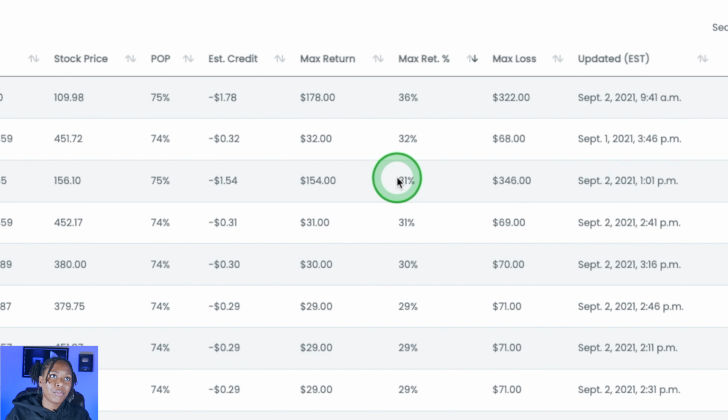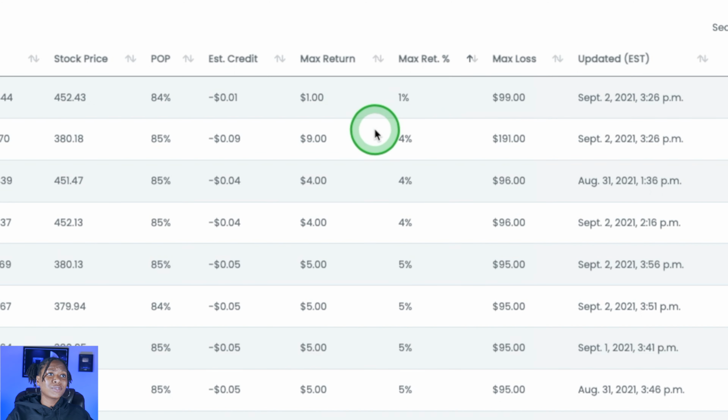So just for an example here, your maximum return is going to be $178, max loss $322, okay? So this is the highest max return percentage. And then if you go to the lowest max return, a dollar for a loss of basically $100. Girl, no, honey. So these are things that you want to be mindful of.